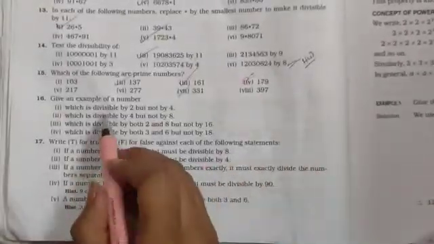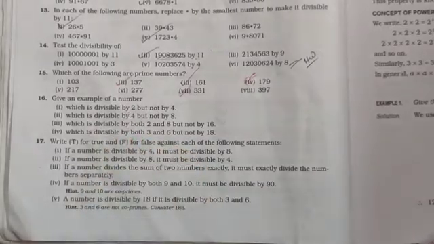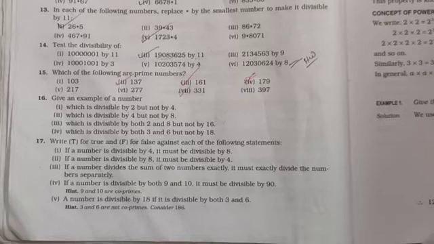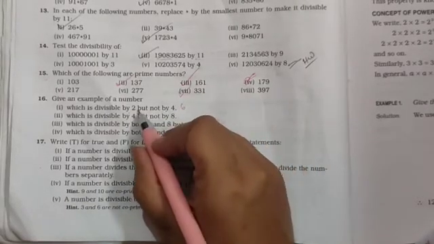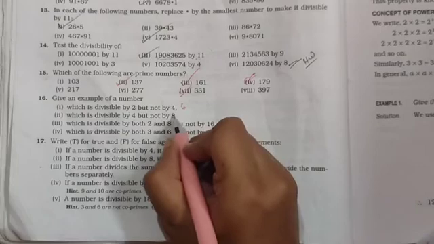Next, question number 16. I will solve some questions: write a number which is divisible by 2 but not by 4. So we have to write a number that is divisible by 2 but not divisible by 4. So you know that 6 is divisible by 2 but 6 is not divisible by 4.